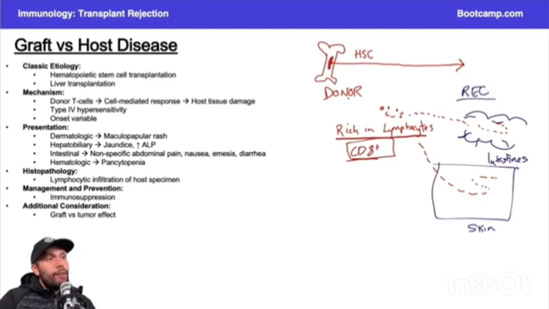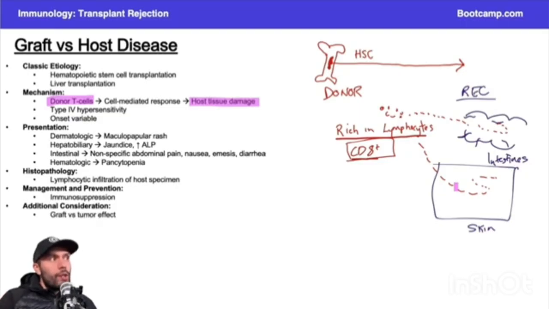The big difference here from what we talked about before is that in this situation, it's the donor's T cells, not the recipient's cells. It's the donor's T cells that are damaging the host tissue. Before, when we talked about acute rejection, hyperacute rejection, and chronic rejection, everything was flipped. It was the host, the recipient, that was damaging the donor graft.